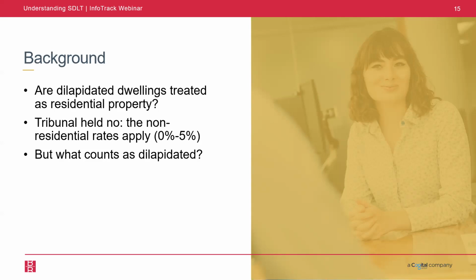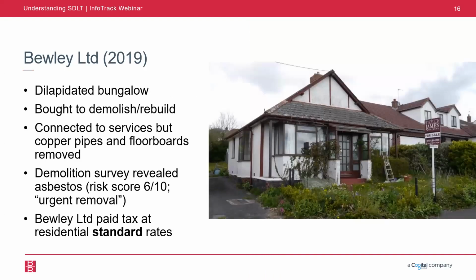But what counts as derelict or dilapidated? Well, this was the case last year, a first tier tribunal case. All the cases I've referred to so far have been first tier tribunal cases only. This one was called Bewley Limited, and there is a photograph of the bungalow in question. Now, you can't see the inside, but we're led to believe that the bungalow was uninhabitable. So it was bought by the company, Bewley Limited, with the intention to demolish and rebuild a new house on top of the plot, and planning permission had been given for that demolition and build.